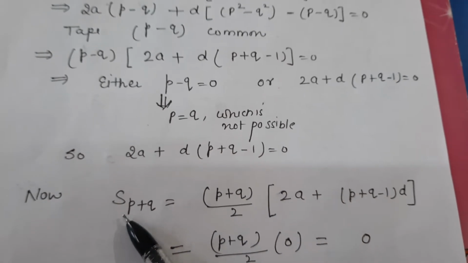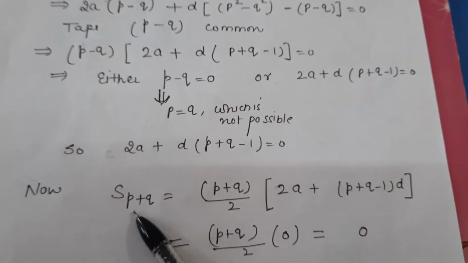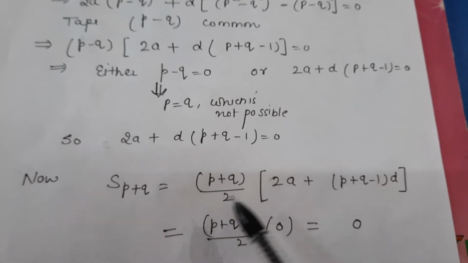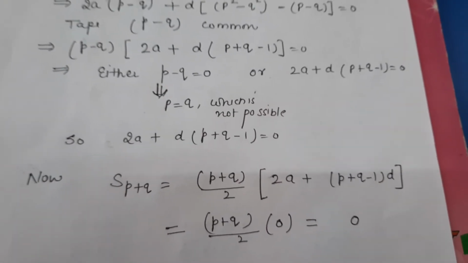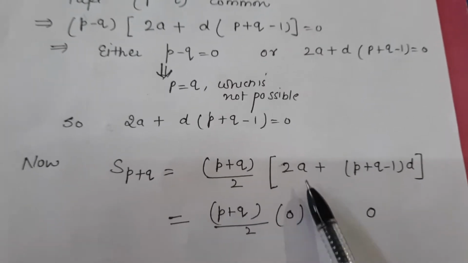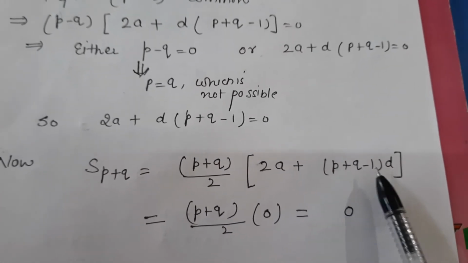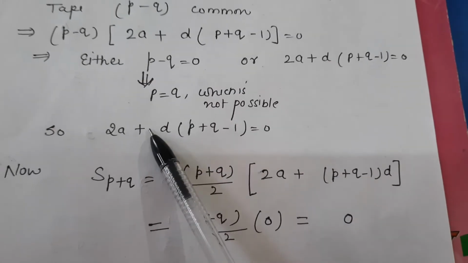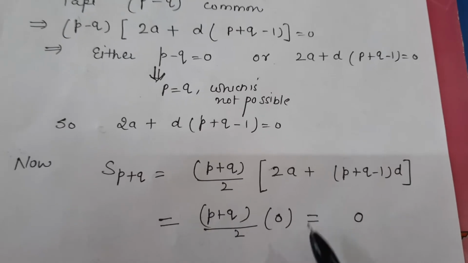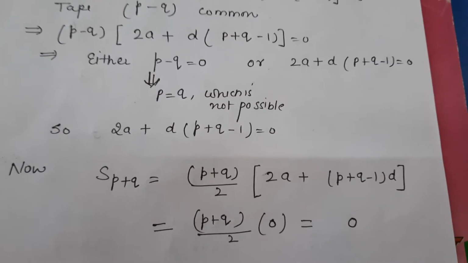Now you need to evaluate the sum of first P plus Q terms. Apply the formula of Sn, that is n by 2, 2A plus n minus 1 into D. So this can be written as P plus Q by 2 into 2A plus P plus Q minus 1 into D. From here this factor is equal to 0. So if you have 0 here, the multiplication or the answer will be 0.